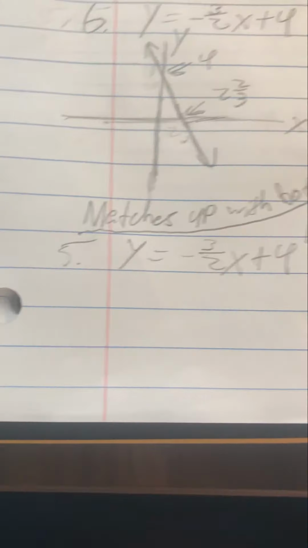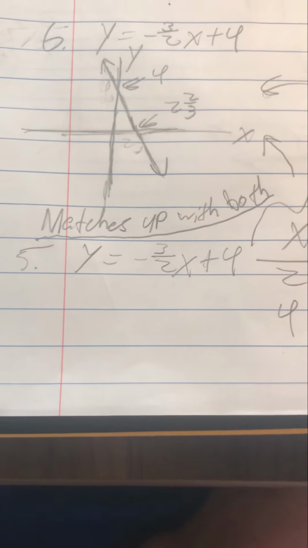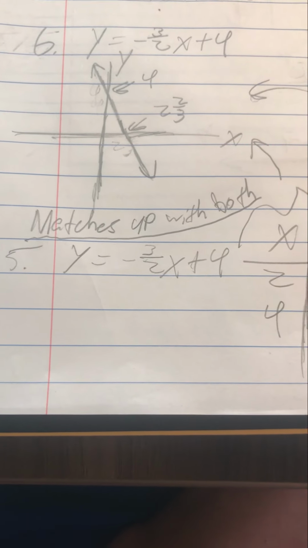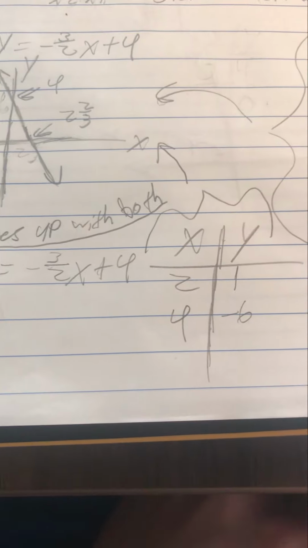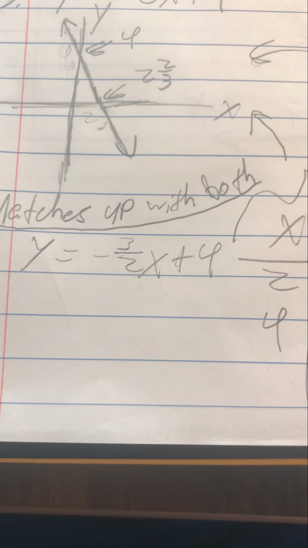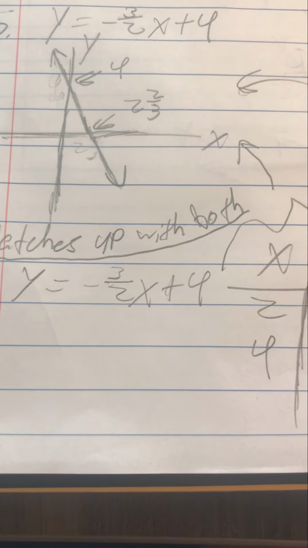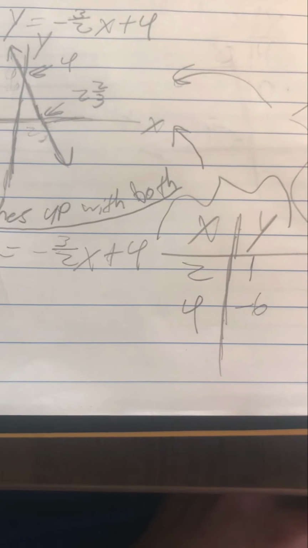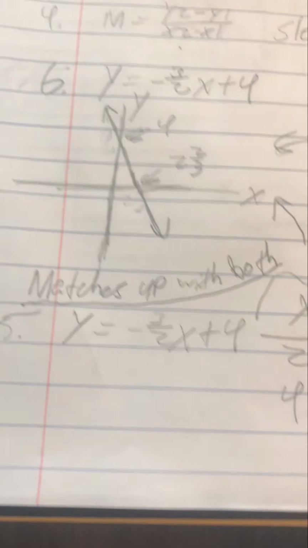So the way you would solve this equation, graph it rather, with a table, is that you would get the x value and the y value. So if x equals 2, y equals 1, so because x times 2 times negative 3/2 equals 3 plus 4 equals 1. And then if 4 equals x, it will be negative 6, which matches up with the graph right here.